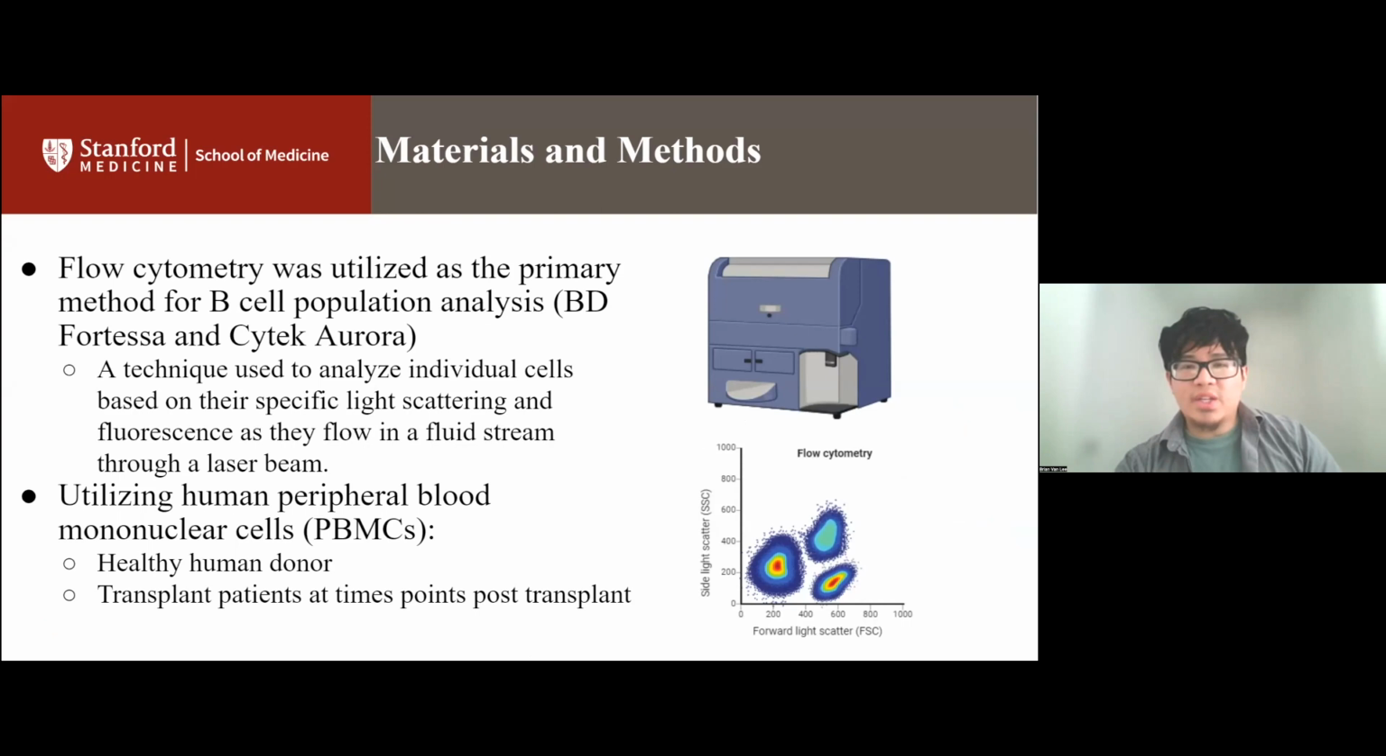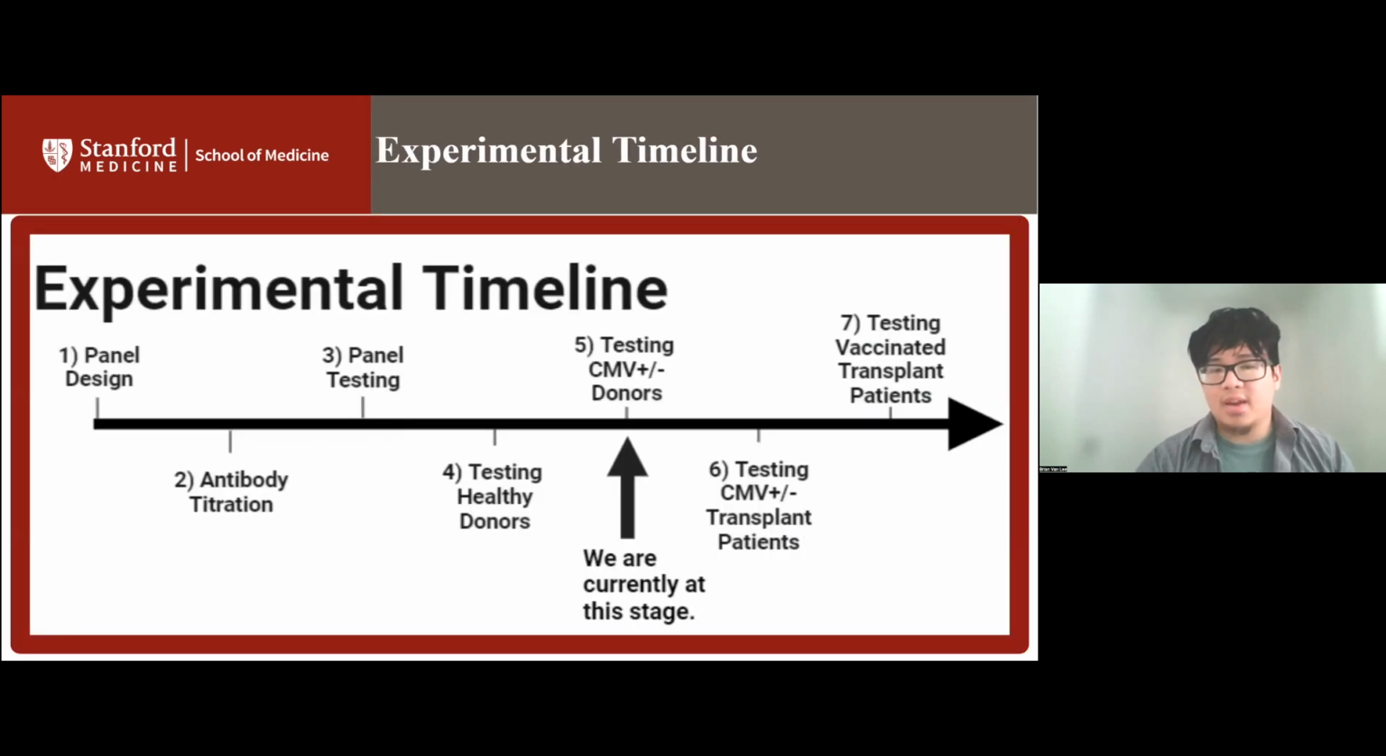So the materials and methods. Flow cytometry was utilized as the main method for cell population analysis. And so just to go very briefly into flow cytometry, it's a technique used to analyze cells based off specific light scattering and fluorescence. And looking at each individual cell grants us huge amounts of data to actually analyze. Right. And this is my experimental timeline of where I started and where I really ended.